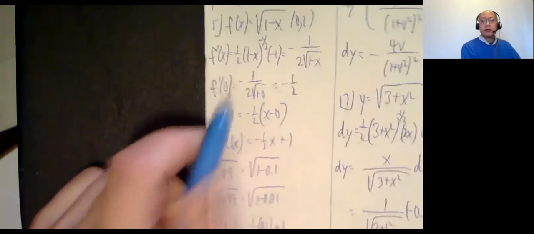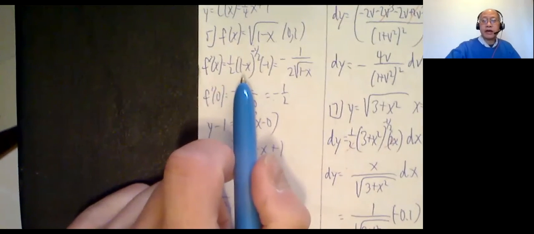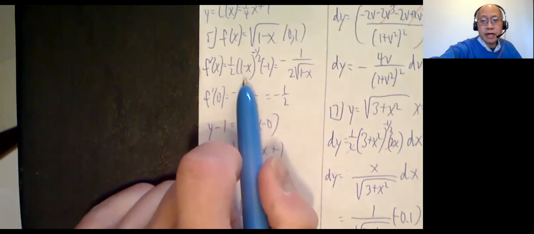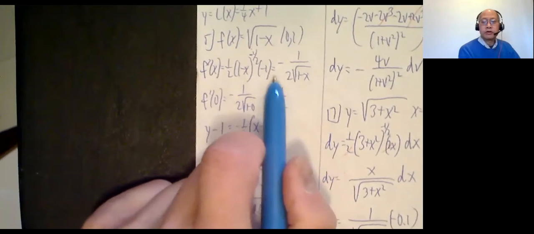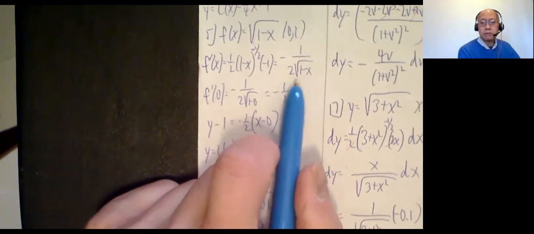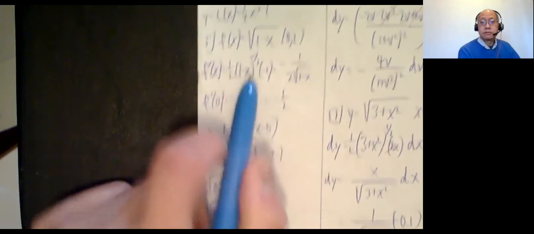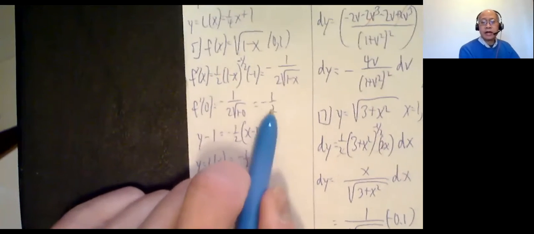Take the derivative, 1/2 times 1 minus x to the negative 1/2, then by the chain rule times the derivative of the inside, which is negative 1. Clean it up, negative 1 over 2 radical 1 minus x. Plug in 0. You're at 0 comma 1. So it's negative 1 over 2 radical 1, negative 1/2.